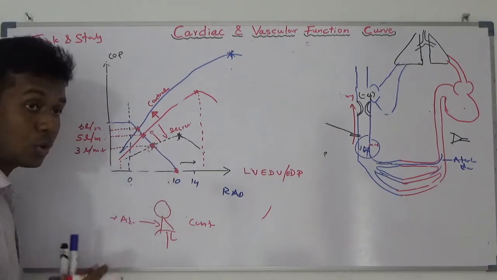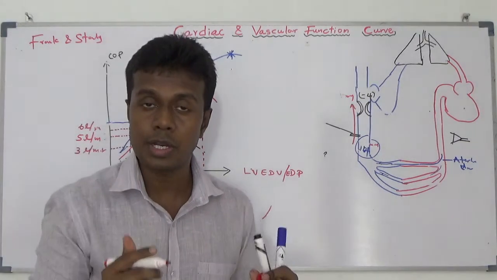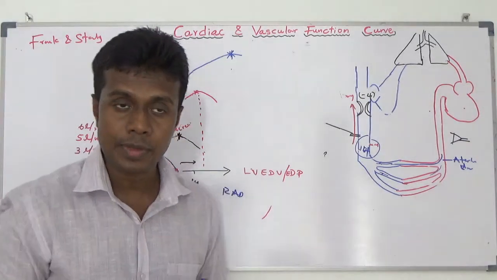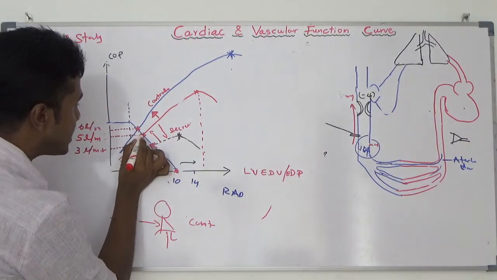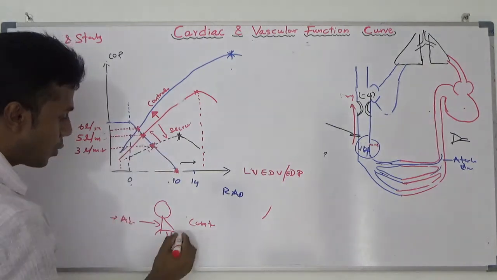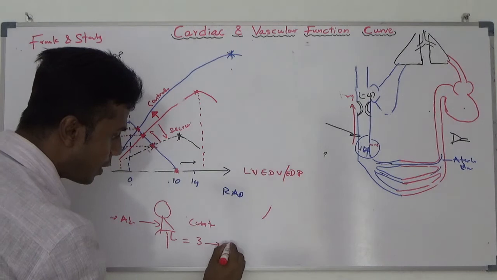The vascular function curve is not going to change because I just give a drug to improve the contractility. So vascular function remains the same. So the new intersecting point is here now. Now my grandfather's cardiac output, initially 3, is now 5 liters per minute.